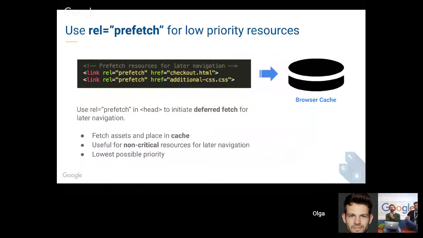It's useful for non-critical resources for later navigation, and what's important is that it has the lowest possible priority. So if you're talking about a file that's critical, then prefetch is not what you want to use, because it's the lowest possible priority. However, if for example you're on the shopping cart page and you're pretty sure the user will now navigate to the checkout, you might want to prefetch a few resources and put them in cache, so that you create a really good and fast experience.